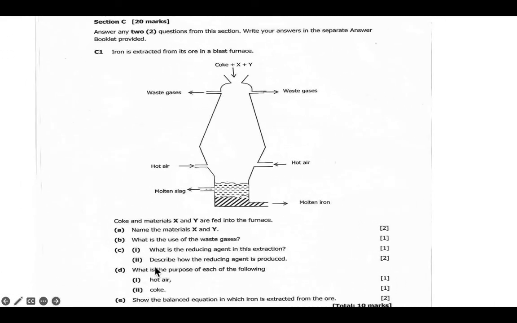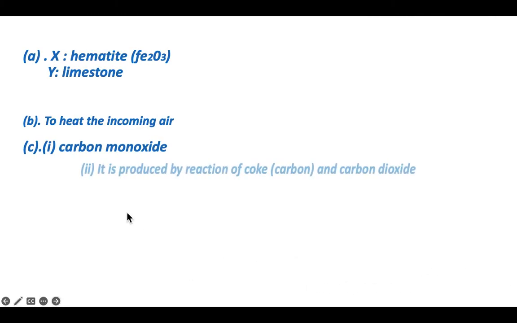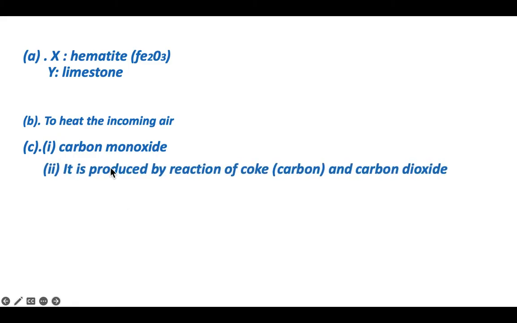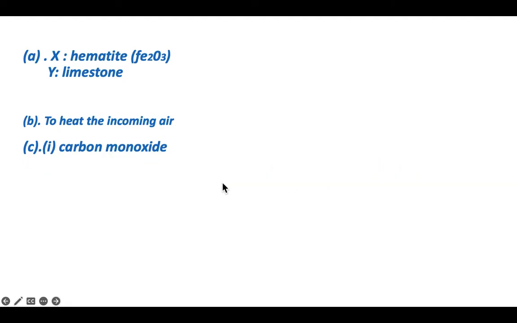And then also we have this other question. Describe how the reducing agent is produced. The reducing agent is produced by the reaction of coke and carbon dioxide. So when you get coke, you react it with carbon dioxide, then you form a reducing agent.